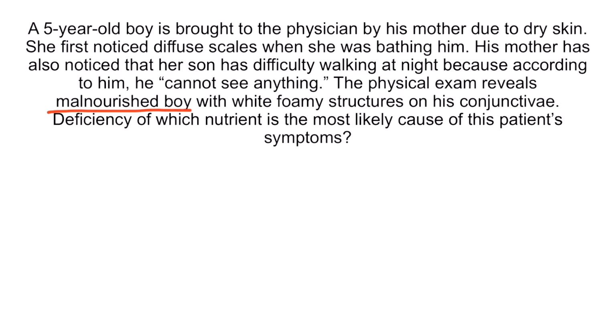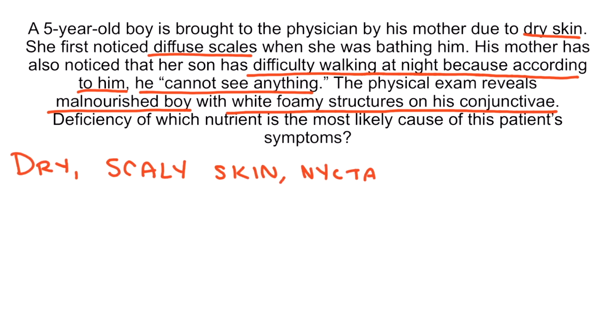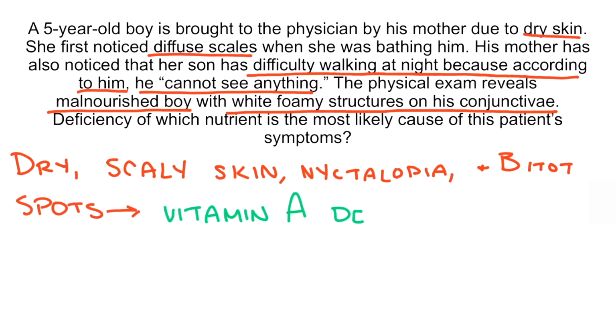This malnourished boy presents with dry skin and diffuse scales. He also has difficulty walking at night because, according to him, he cannot see anything. Visual impairment at night is known as night blindness or nyctalopia. The physical exam reveals white, foamy structures on his conjunctiva. These are consistent with Bitot spots. Dry, scaly skin, nyctalopia, and Bitot spots are most likely due to deficiency of vitamin A.